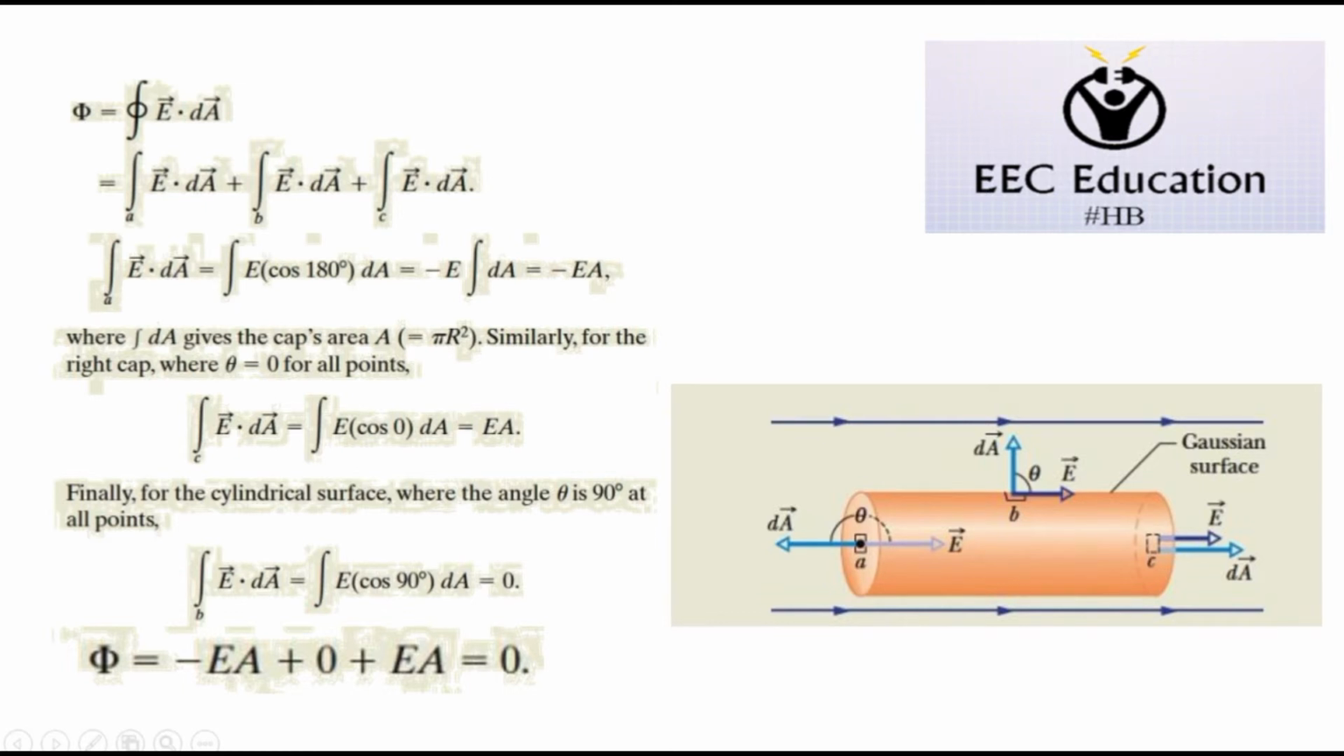Moving to part B, cosine theta is 0 since it's perpendicular, so the answer for the integral is 0. Finally, part C, cosine theta is 1 since the angle is 0 degrees. Then the integral will be equal to E times A. Finally, finding the total flux by adding the three previous integrals, we get 0.